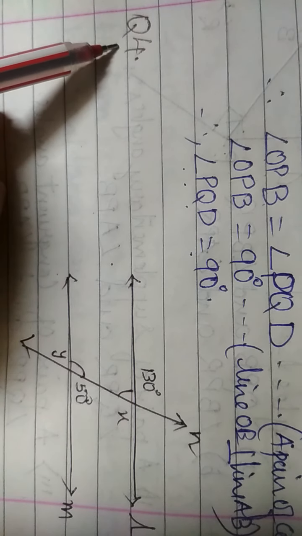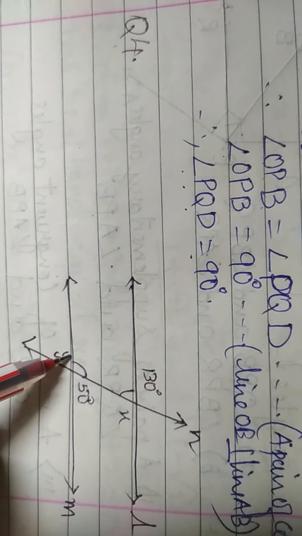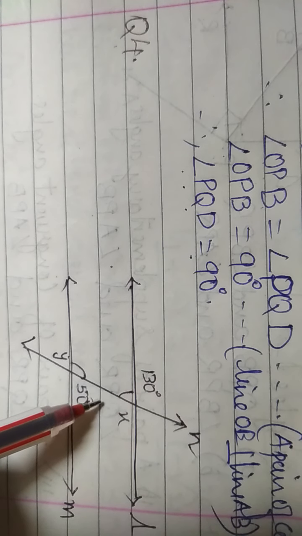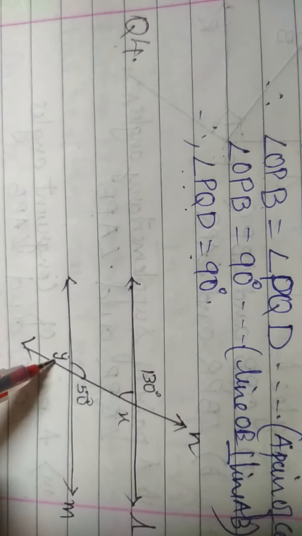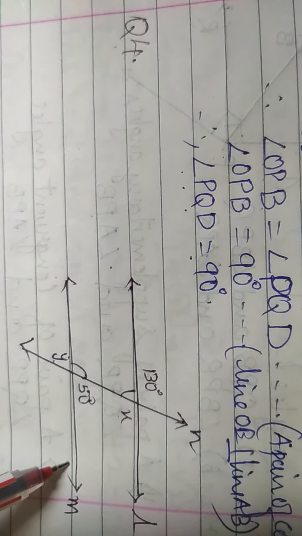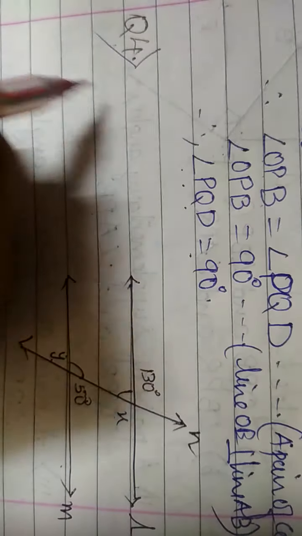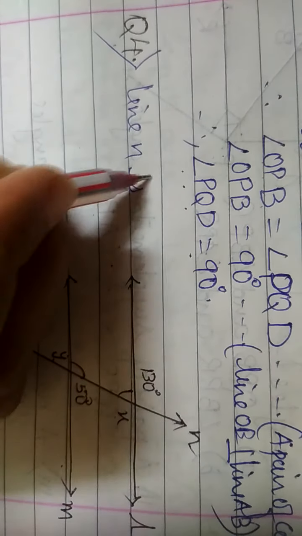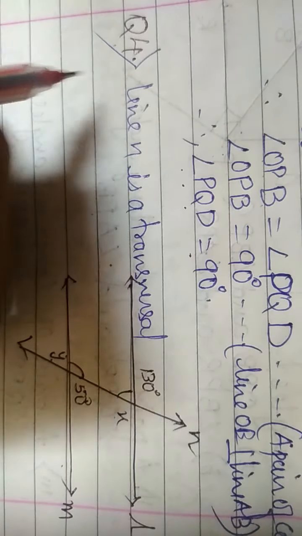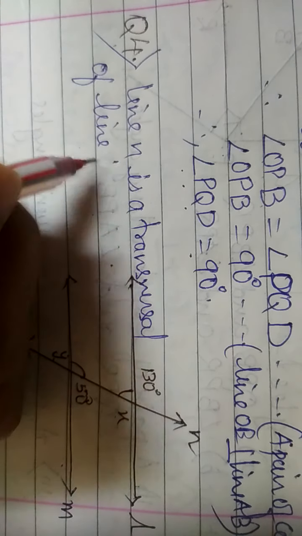Now question number 4. The diagram is given in the textbook. In the figure, the measures of some angles are shown. Using these measures, we have to find the measure of angle X and angle Y, and hence show that line L is parallel to line M. We will start with what is given: line N is the transversal of line L and line M, as shown in the diagram.